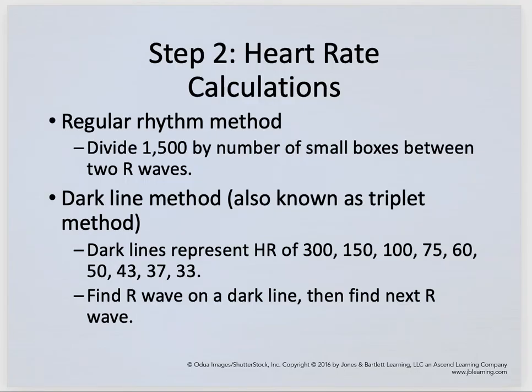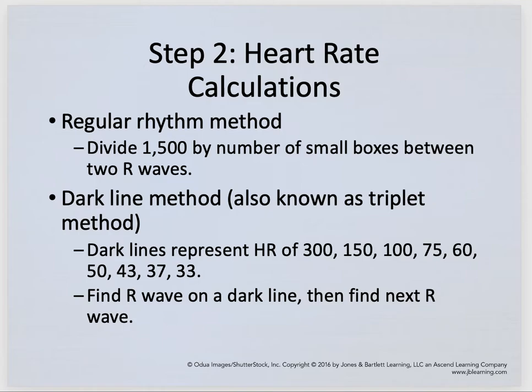The second step is what we've already done in the last lecture, where we look at heart rate calculation. So can you determine the heart rate? One method is that 1500 method, right? You count those baby boxes between one R wave and the second R wave, so just how many little boxes, and then the constant, the division is by 1500.